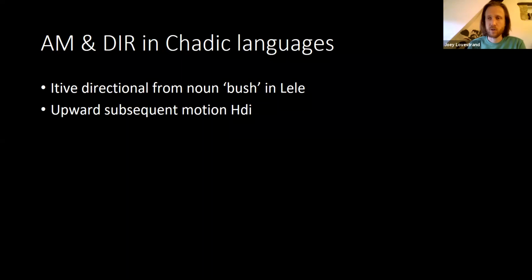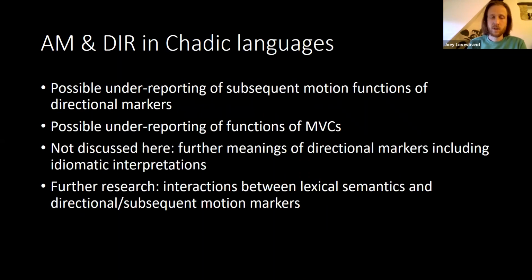And finally, there are two rather exceptional forms that were found in the Chadic languages data. One is the itive directional form that's formed from a noun, meaning the bush, in Lele, and the other is the use of an upward directional to express upward subsequent motion in Chidi. There are still several other issues, possibly under-reporting, particularly of subsequent motion functions of directional markers, and very likely under-reporting of functions of multi-verb constructions in these languages that aren't typically examined in much detail. Other issues that aren't discussed here include the further meanings of directional markers beyond just the two basic motion meanings discussed here, including idiomatic interpretations that seem to be very common.